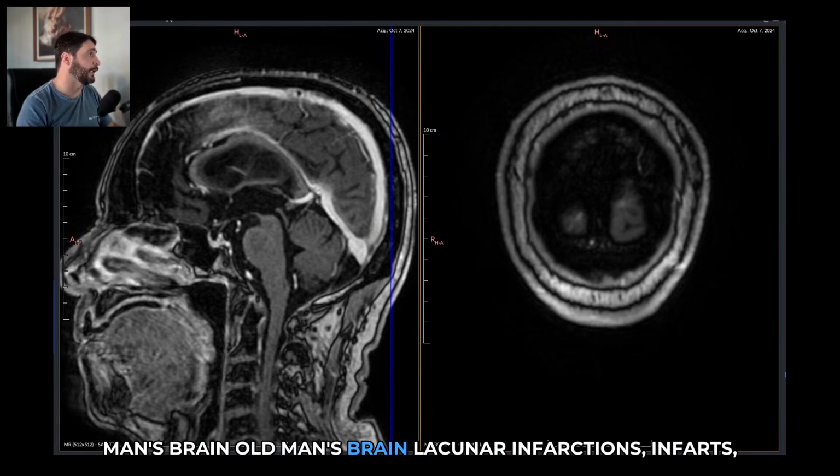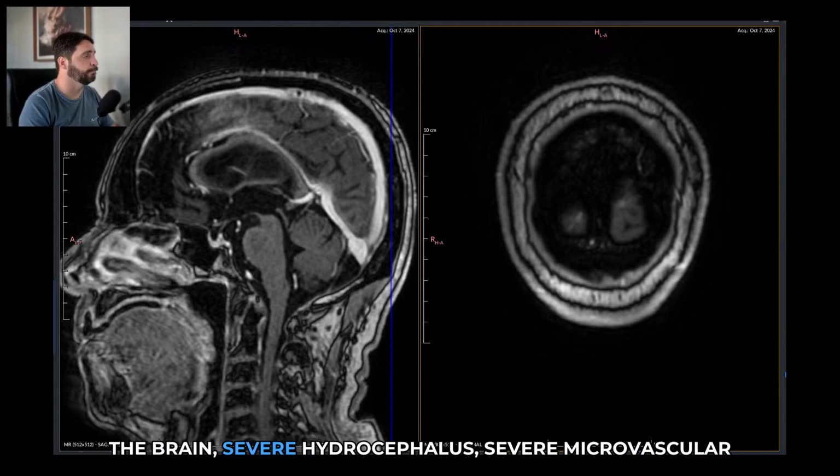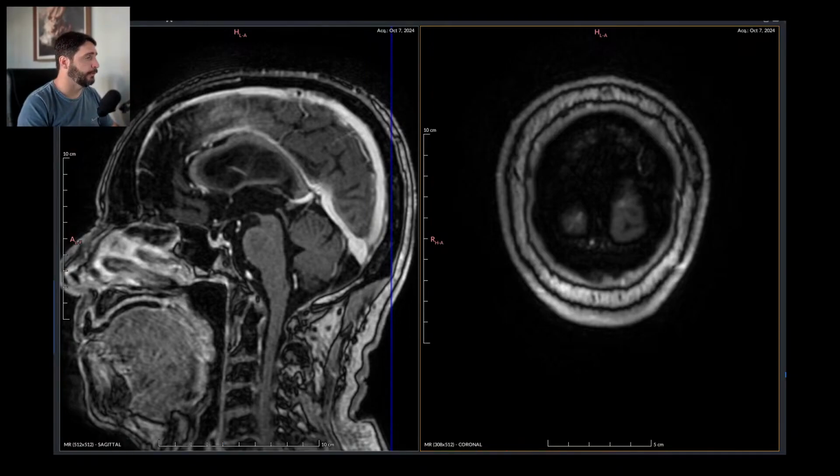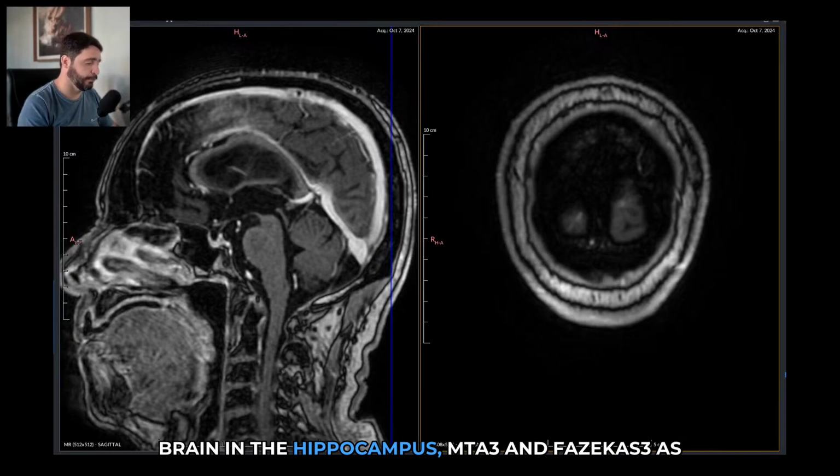Old man's brain. Lacunar infarctions, ischemic spots, old ischemic spots all over the brain. Severe hydrocephalus, severe microvascular white matter disease, severe atrophy of the brain in the hippocampus, MTA3 and Fazekas 3 as well.